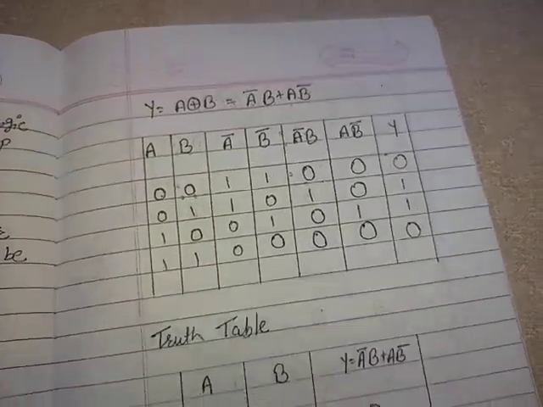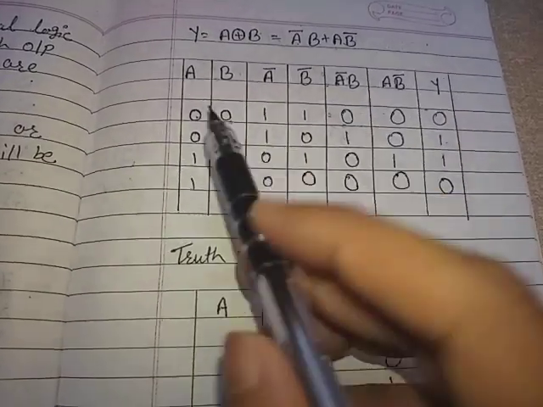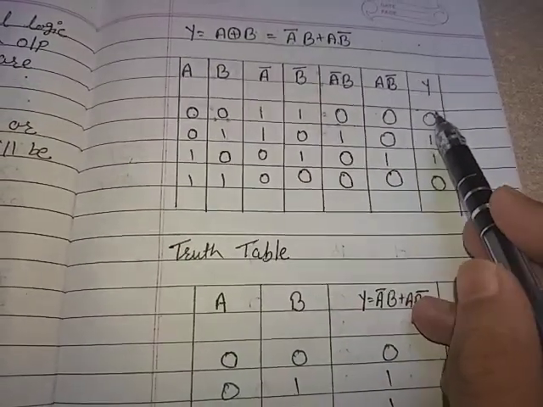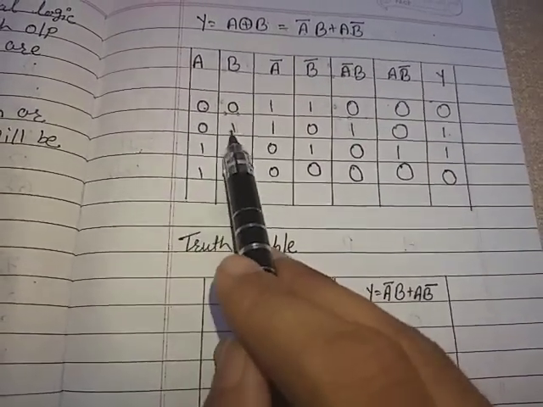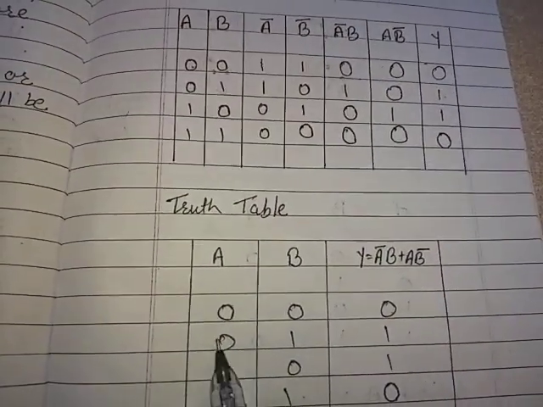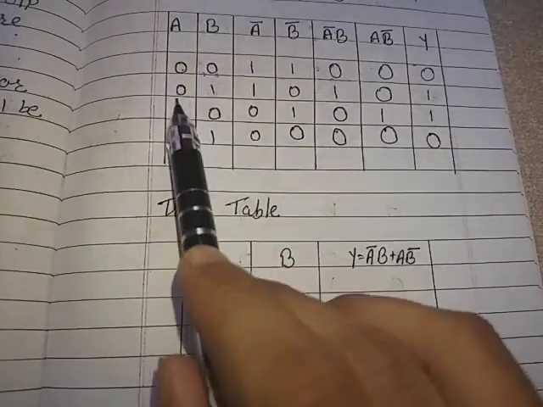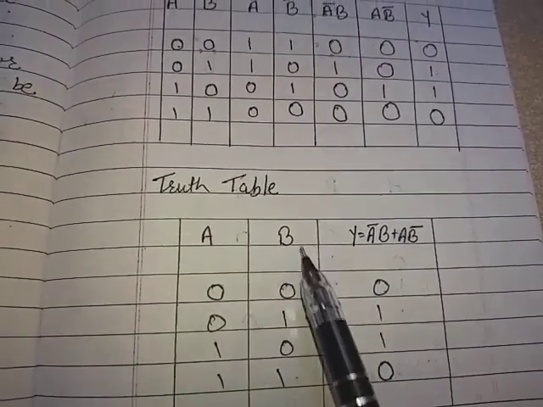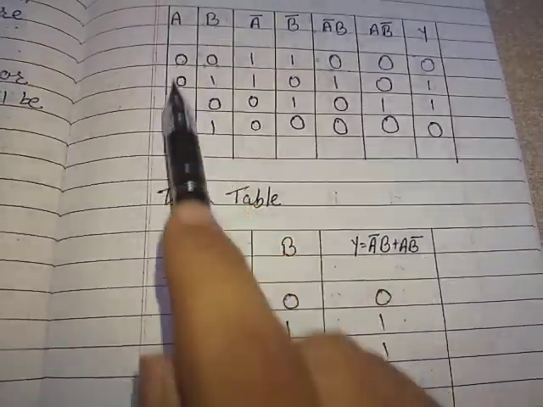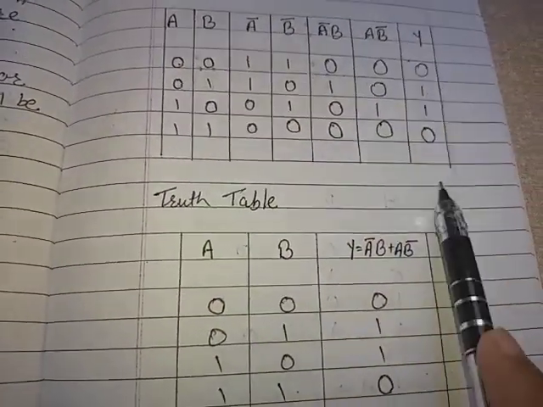So what we get is: when a is 0 and b is 0, the output is 0; a is 0 and b is 1, the output is 1; a is 1 and b is 0, the output is 1; a is 1 and b is 1, the output is 0.